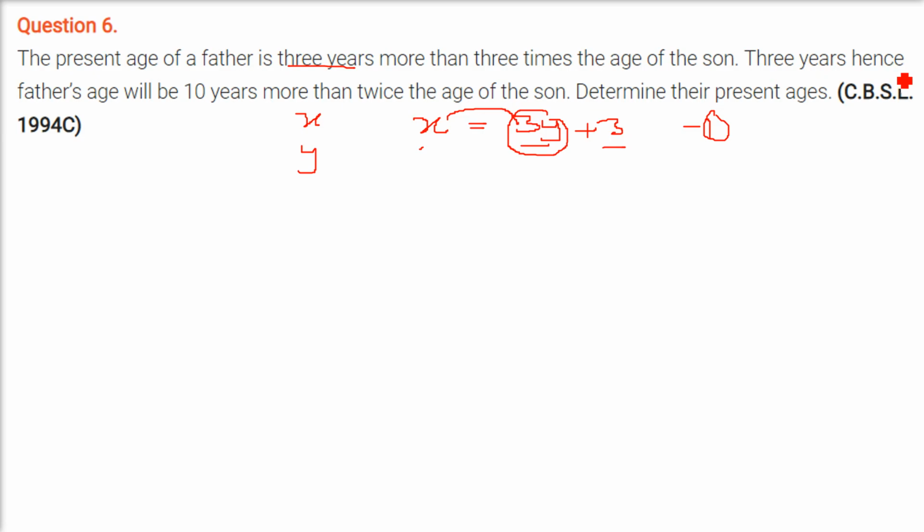3 years hence. So 3 years hence means we are talking about the future. So we have to add 3 to father and 3 to son. So 3 years hence, father's age will be 10 years more, then twice the age of son. So we have to make twice of this. Twice of the son's age plus 10 years more. Now this is the scenario. So this is our second equation.